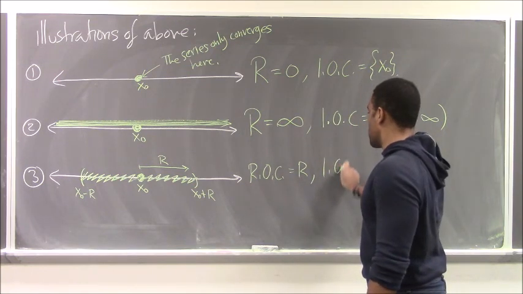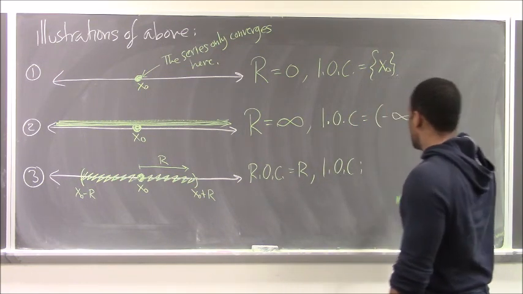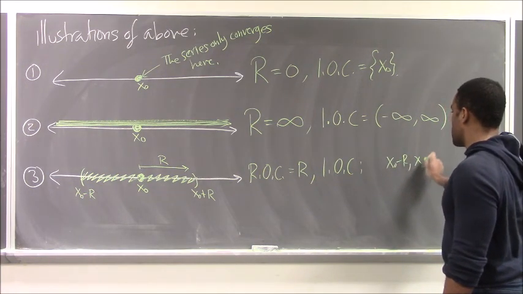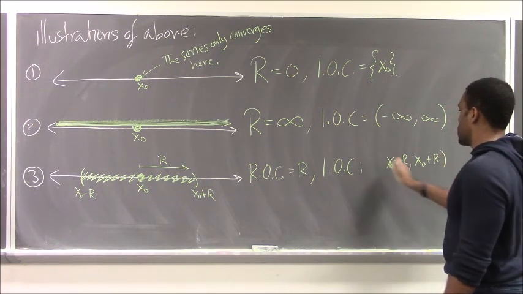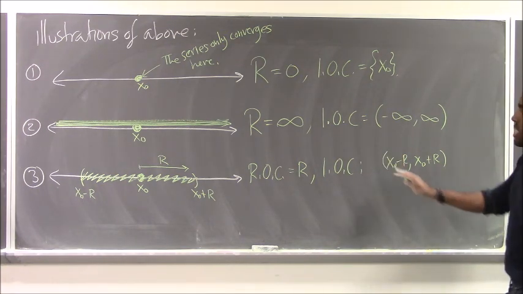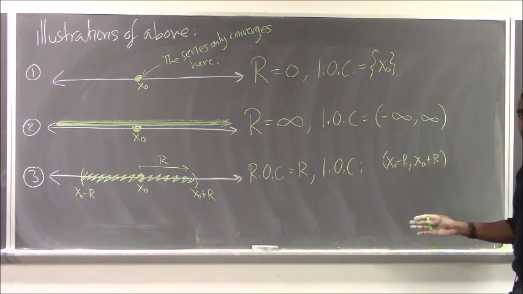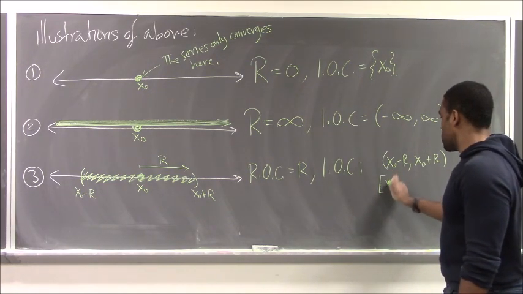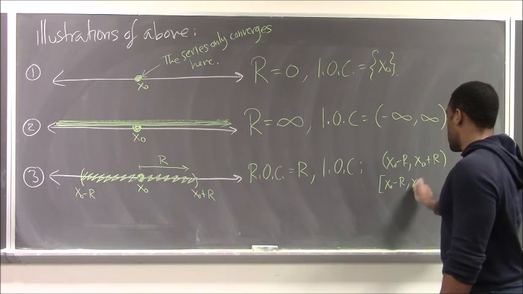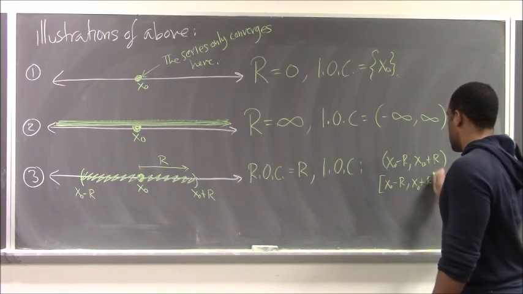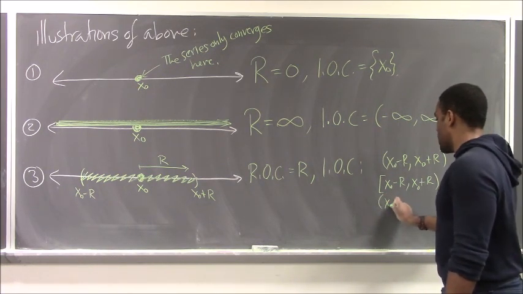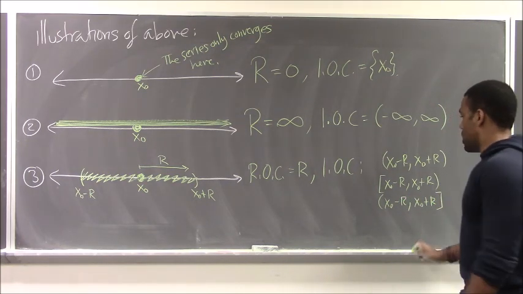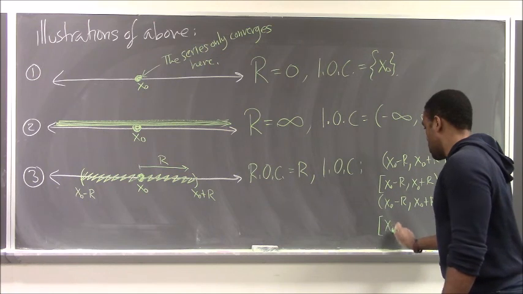Your interval of convergence, well, it's going to be x naught minus r to x naught plus r. But the thing is, the endpoints may or may not be included. So you can think of it as, well, it's possible to include the left, but not the right. It's possible to include the right, but not the left. And it's possible to include both of them.